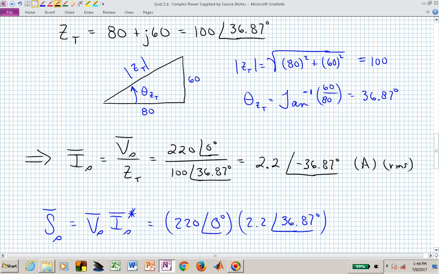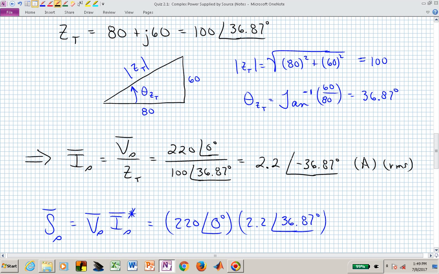We want to now compute the complex power supplied by the source, and we've just learned, or we earlier had made it clear, I hope, that the complex power supplied by the source is the positive value of the voltage phasor of the source, 220 at 0 degrees, times the complex conjugate of the current we just computed. Since it's in polar form, we just have to switch the sign of the angle, and that will then be 2.2 at an angle of 36.87 degrees.